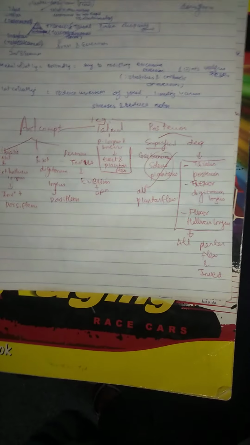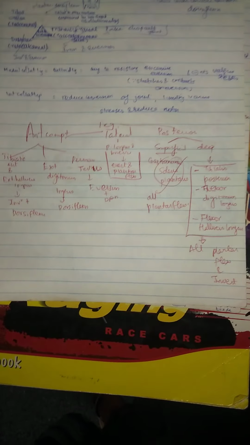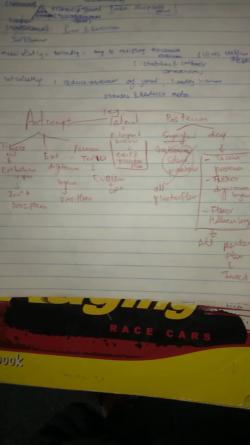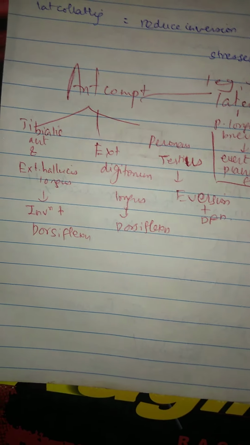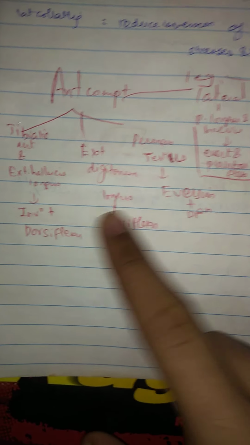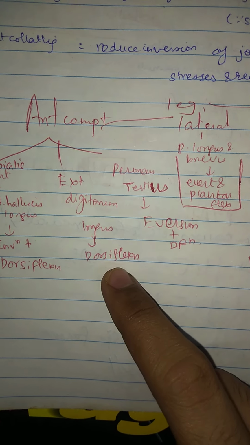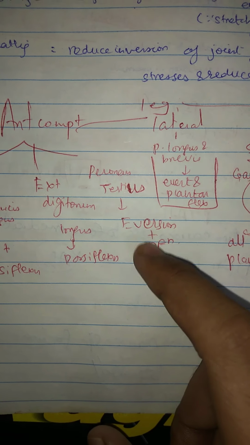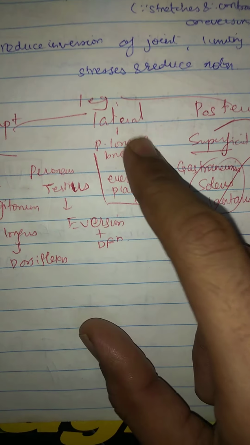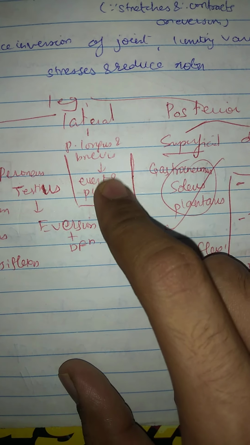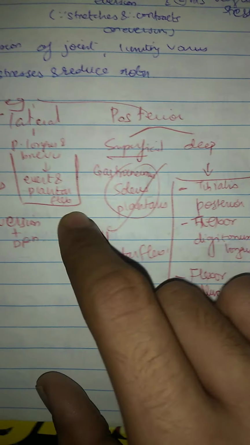Now, talking about the basic leg muscles. The leg is divided into three compartments: anterior, posterior and lateral. Within the anterior compartment you have the tibialis anterior and the extensor hallucis longus, both of which are responsible for inversion and dorsiflexion. Extensor digitorum longus is responsible for dorsiflexion, and peroneus tertius is responsible for eversion and dorsiflexion. Within the lateral compartment you have the peroneus longus and brevis for eversion and plantarflexion.